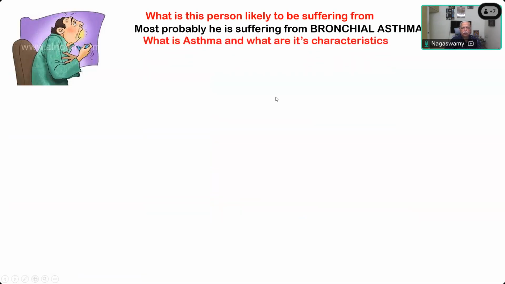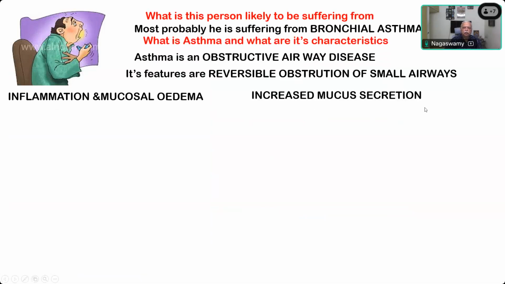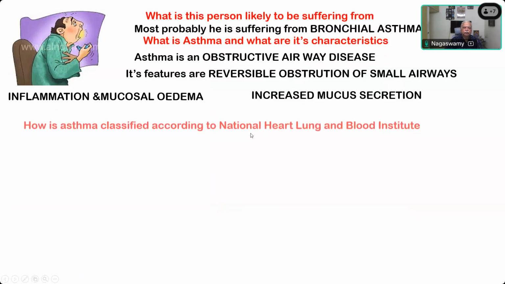What is asthma and what are the characteristics of asthma? Asthma is a small airway disease. It's an obstructive airway disease, which is a reversible obstruction of small airways. Okay, that is the feature. And it also has an inflammation and mucosal edema component. Increased mucus secretions will be there.